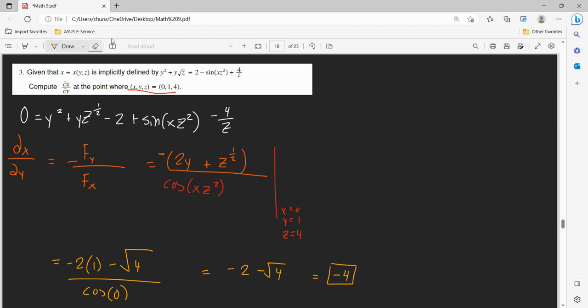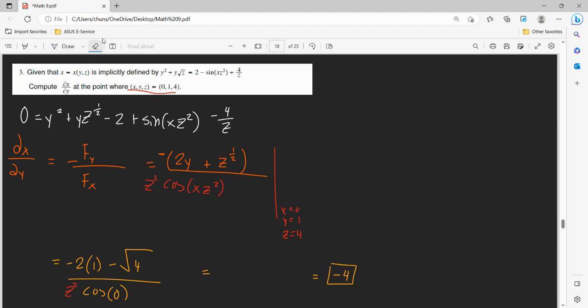Sorry, I missed a step. Okay, sorry, this is like saying 2x, right? The derivative of 2x is equal to 2, right? So that's why we got to take this z squared and put it out in front. I apologize. Let me try again.